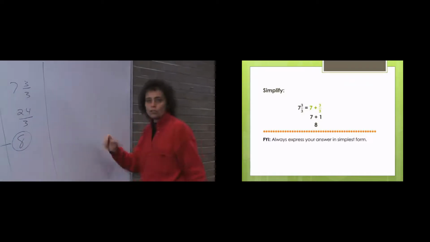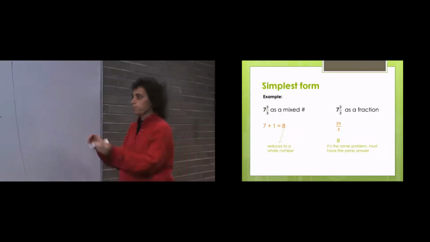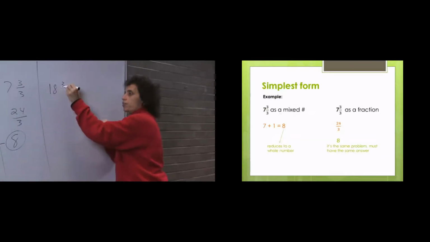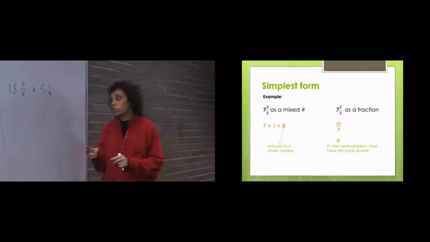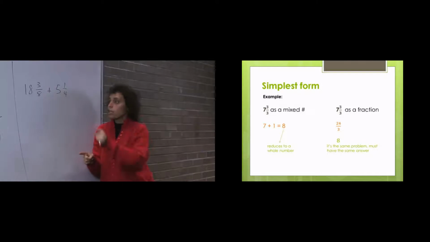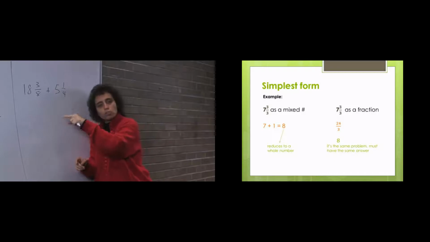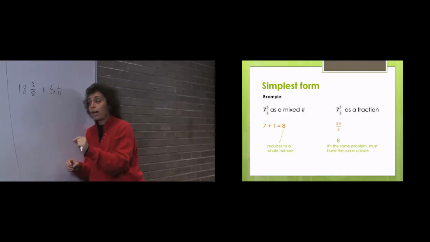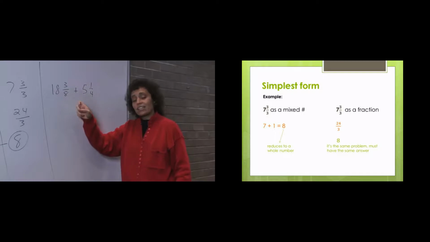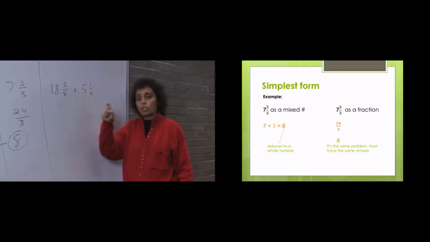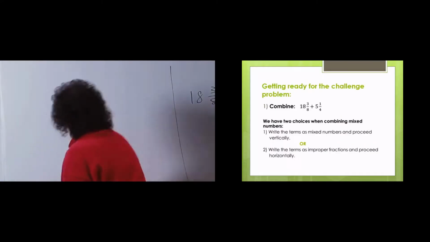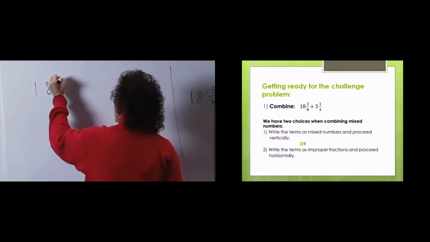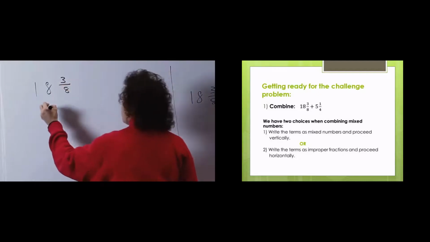Okay, let's look at a problem for a second. Let's look at 18 3/8 plus 5 1/4. You have two choices to do this problem. You can either add them as mixed numbers, which we haven't done yet and will do today, or you can change these mixed numbers to improper fractions and add them like that. The only problem with doing that is those numbers can get really big. So I'm going to show you both ways, and then you get to pick your own poison. Here we go. 18 3/8 and 5 1/4.